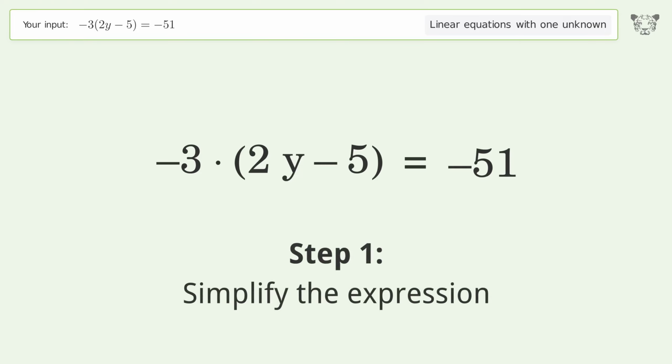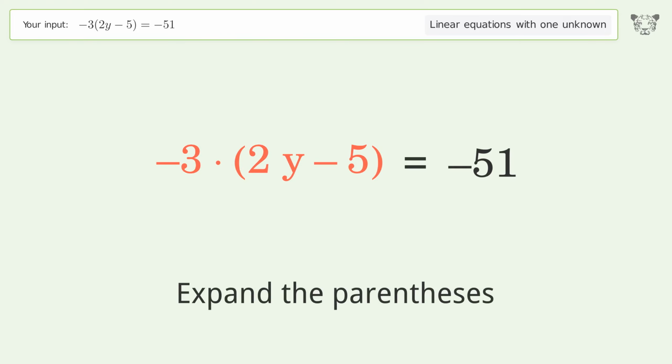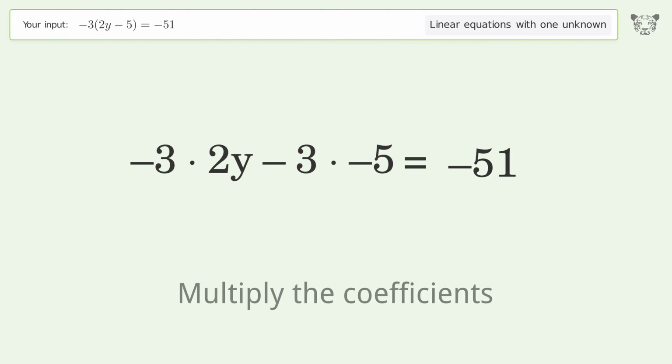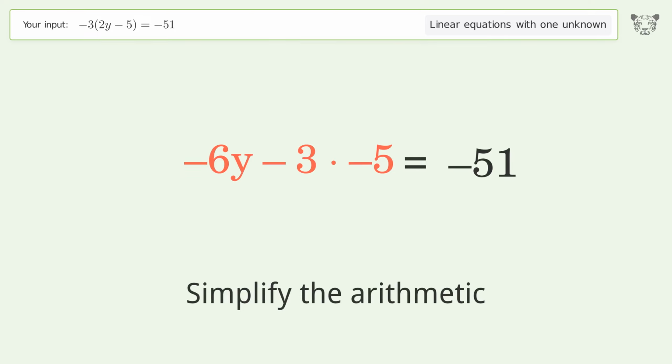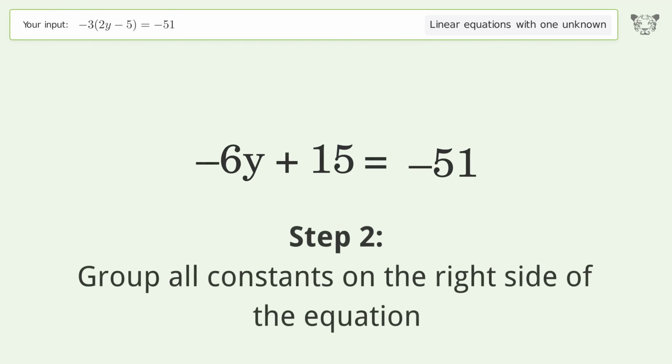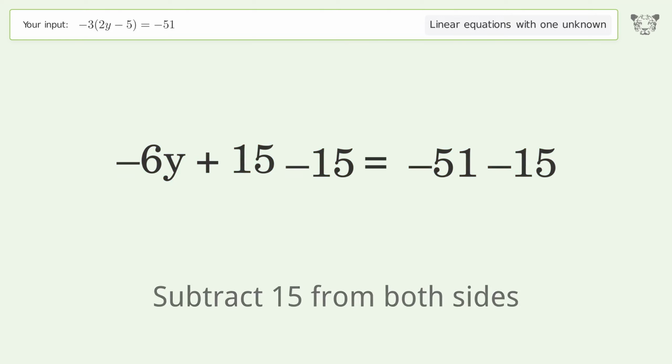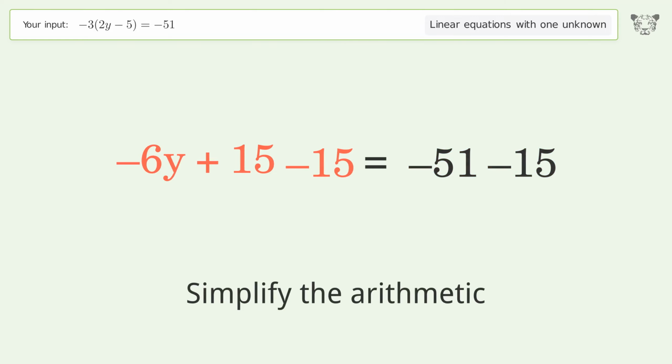Simplify the expression. Expand the parentheses. Multiply the coefficients. Simplify the arithmetic. Group all constants on the right side of the equation. Subtract 15 from both sides. Simplify the arithmetic.